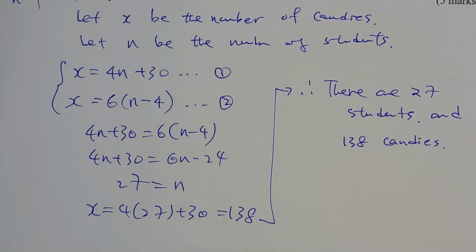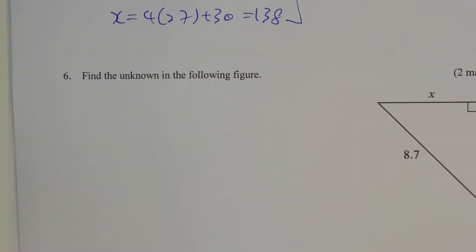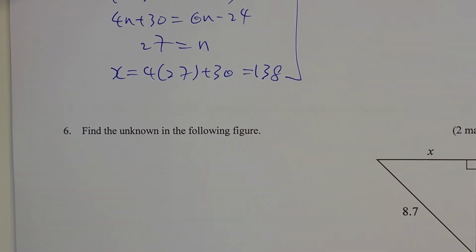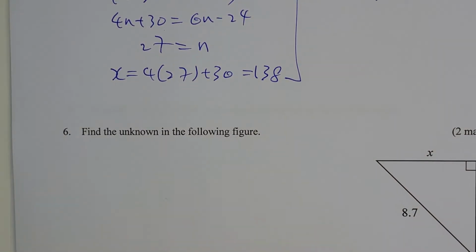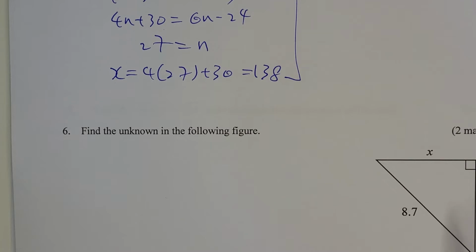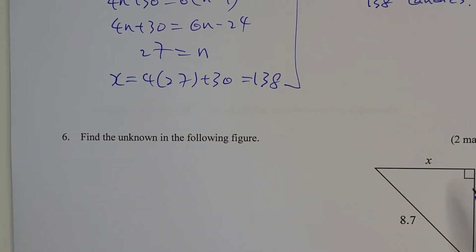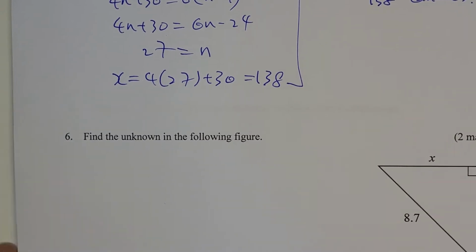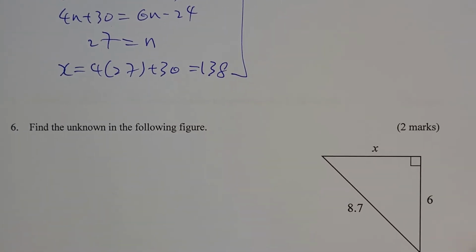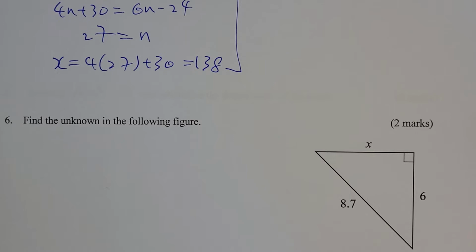So that's the end of question number 5. And go to question number 6. Find the unknown in the following figure. That's a very standard question of the application of the Pythagoras Theorem. In the right angle triangle, if you want to find the length of the side of the triangle, Pythagoras Theorem is a very powerful tool to use, okay? You will see it very often.